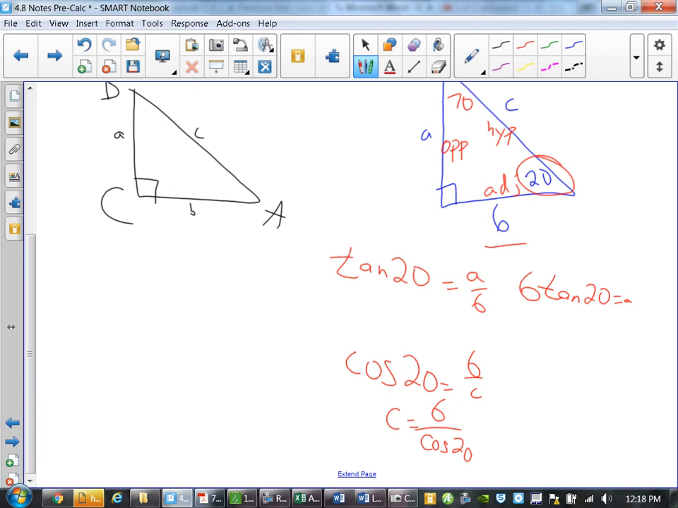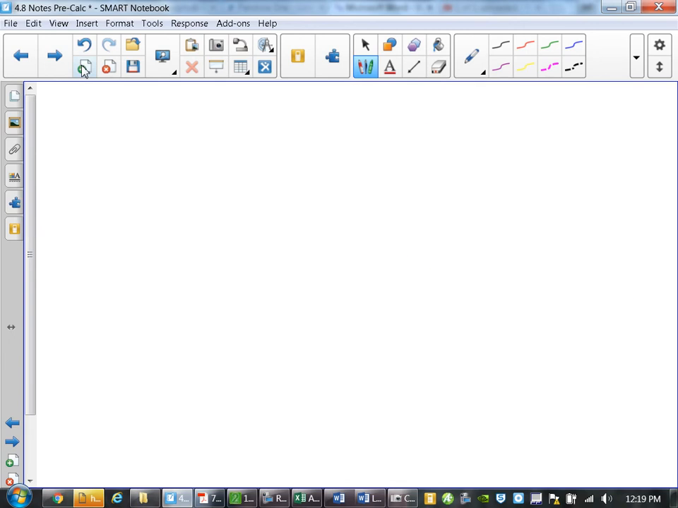Okay. So that's one thing you guys have done. The next little quick blurb, which is what you guys were working on yesterday, is when you have the angles of elevation versus angle of depression.